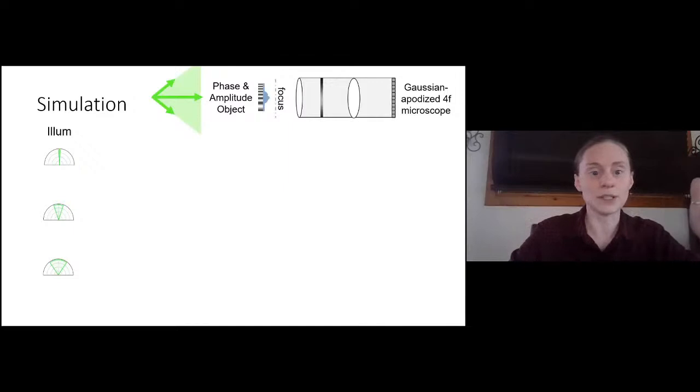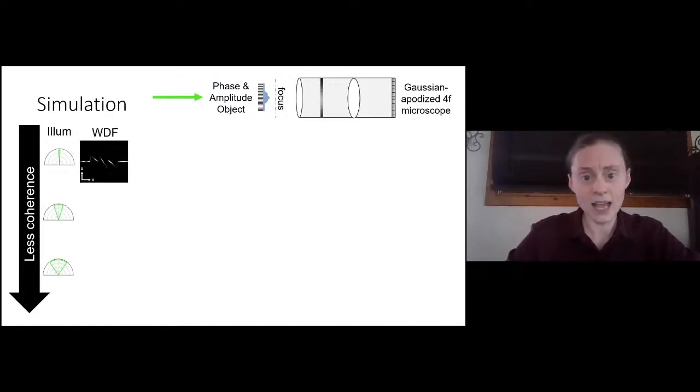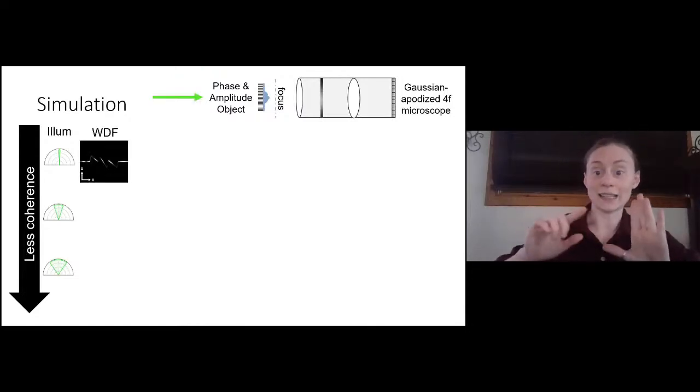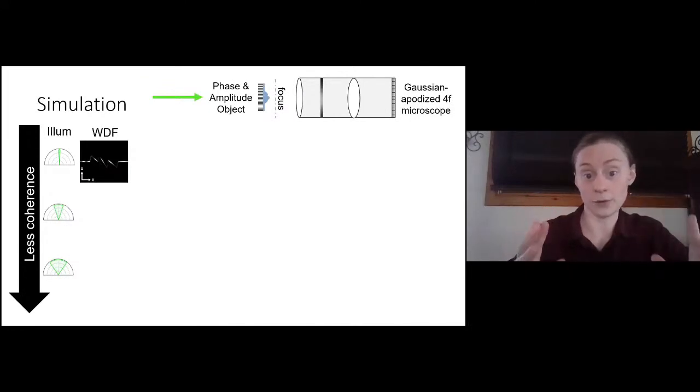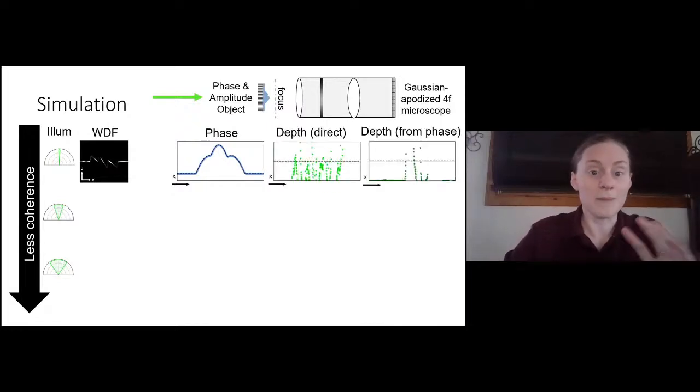So here on the left, I'm representing the angular extent of each illumination source, and it becomes wider as we lose spatial coherence. Now, in the high coherence case, the phase of the object shows up as a jagged line in the angular support of the WDF. And the generalized phase in blue matches well with the object's true phase in dotted black. But both depth methods will fail in this case. We don't recover the true value shown in dotted black, which is a constant out of focus depth.